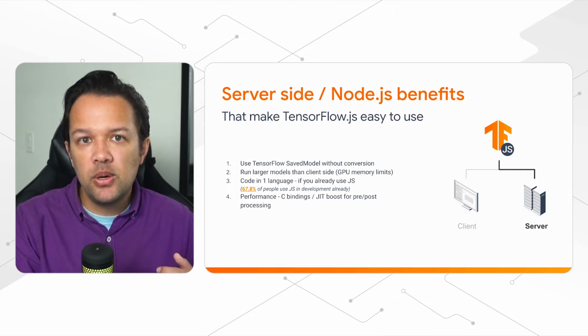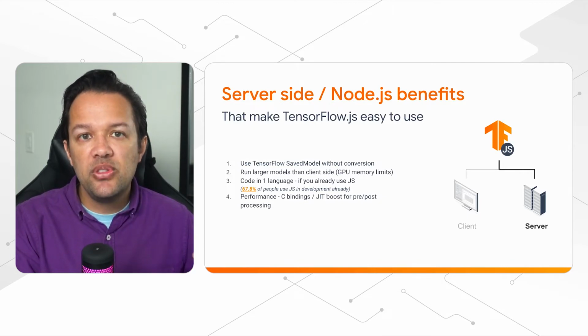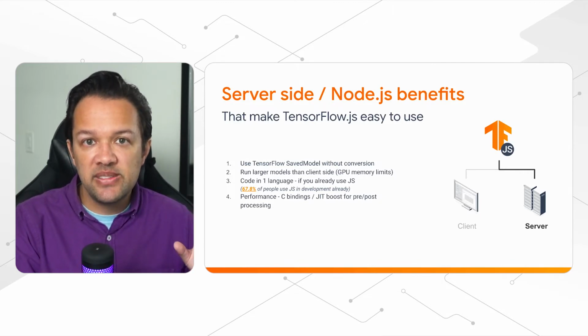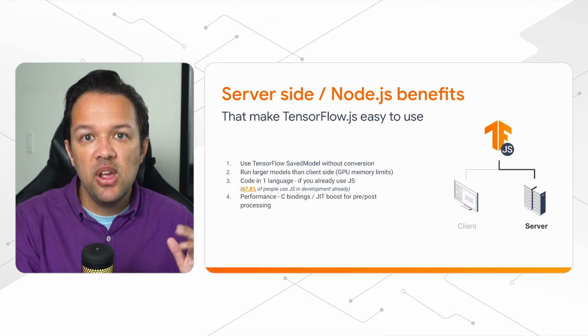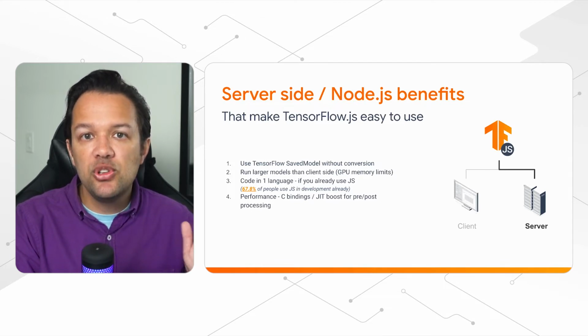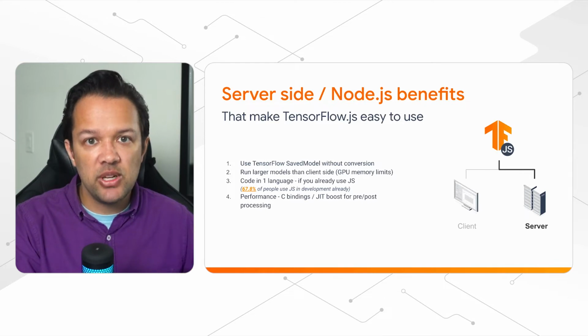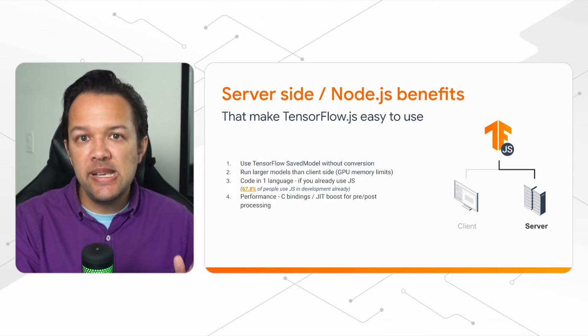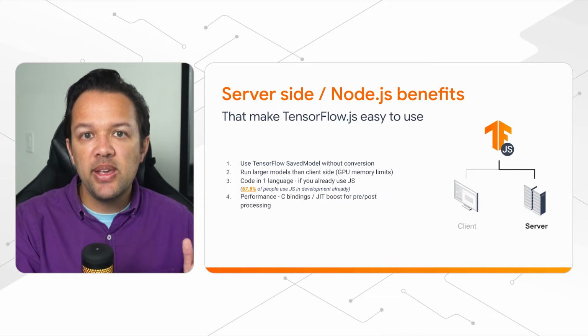And then finally, performance. As mentioned, our Node.js implementation talks to the same C++ bindings behind the scenes as Python does, so you get the same hardware CUDA acceleration for both CPU and GPU. However, due to the just-in-time compiler of JavaScript, if your model requires pre- or post-processing of data, you can get a performance boost in Node.js for free.